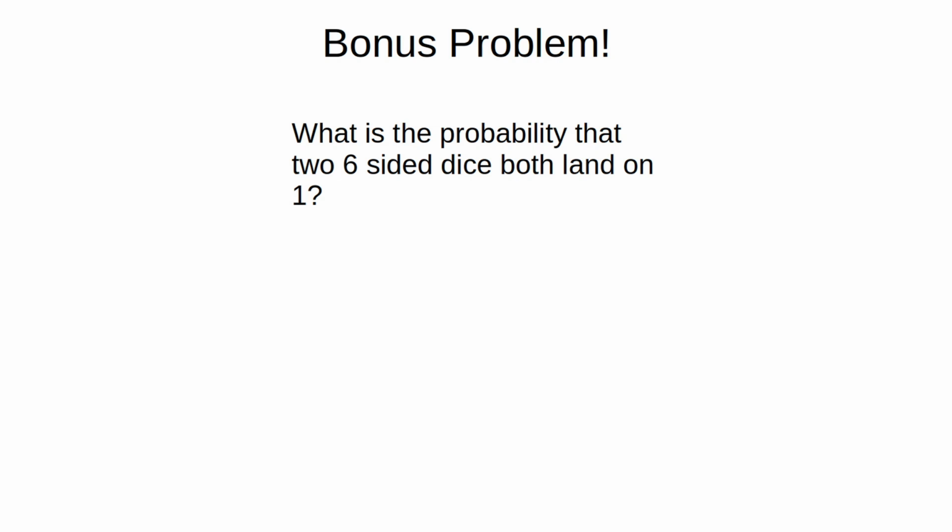Earlier, I showed you a clip of me rolling 2 dice, and they both landed on 1. And actually, I want you to do this as a bonus problem that I will solve in front of you in my next video in this probability series. And the question is, what is the probability that two 6-sided dice both land on 1? And here, I'll show you a clip of that dicing game.